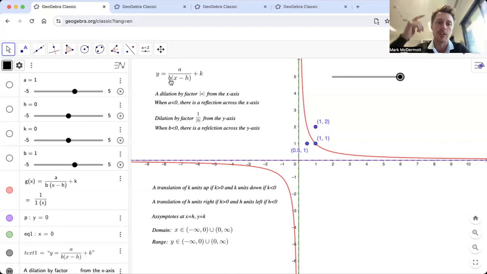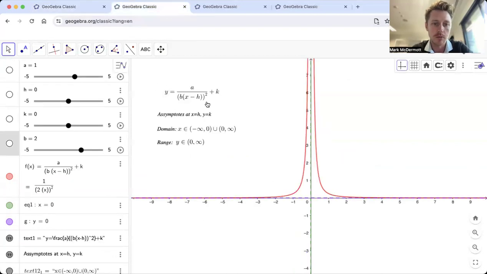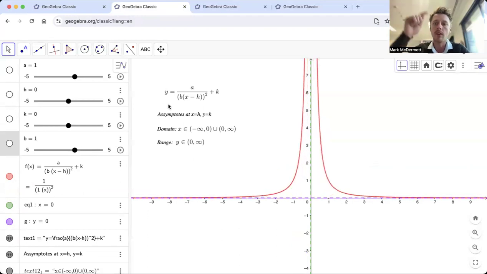B is always going to be a dilation of 1 over the magnitude of b from the y-axis, and so on. So you see what I mean here. If we look at this example, it's called a truncus, where we've got 1 over x squared now. So if we look at this function here, this red line, is 1 over x squared. A is 1 at the moment, B is 1, H is 0, and K is 0. Okay, and asymptotes are again at H and K.